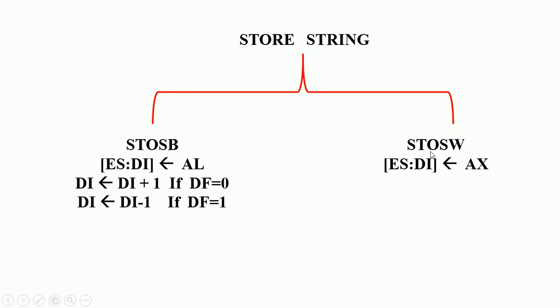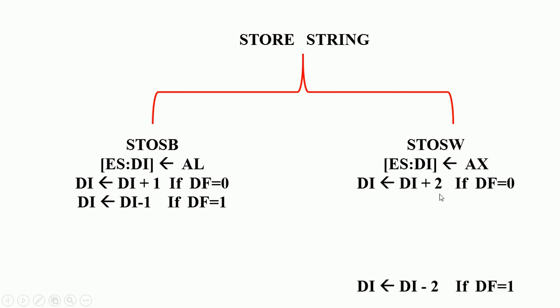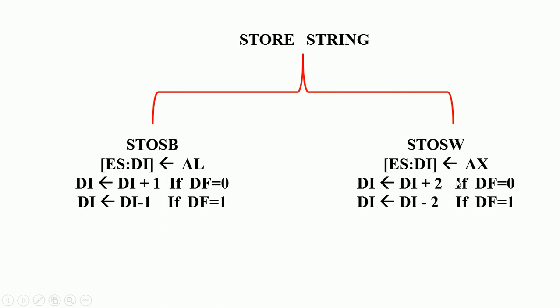In the same way, if you go for store string word, it is going to transfer the content of AX to the memory. That physical address is given by ES and DI. Here ES gives the segment address and DI gives the offset address. After data transfer, automatically DI is incremented or decremented by 2, that is decided by the direction flag. If the direction flag is reset, auto increment. If the direction flag is set, auto decrement.